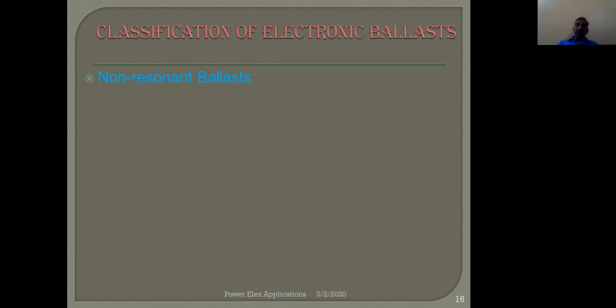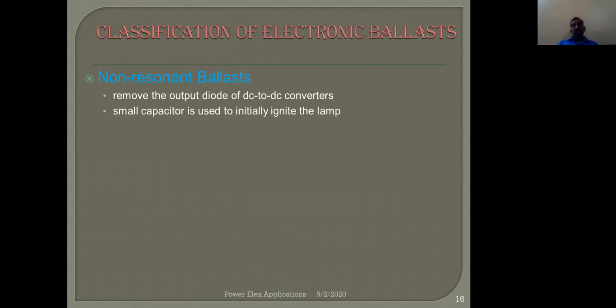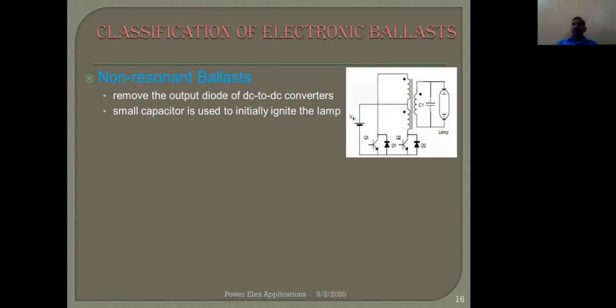In these ballasts, we do have either non-resonant ballast or resonant ballast. In case of non-resonant ballast, we remove the output diode of the DC to DC converters, in the DC link, and small capacitors, a split capacitor, are used to ignite the lamp initially. See how it works. These are electrodes. This is the capacitor which is used to ignite the lamp. This is the ballast circuit. And this is your DC link.